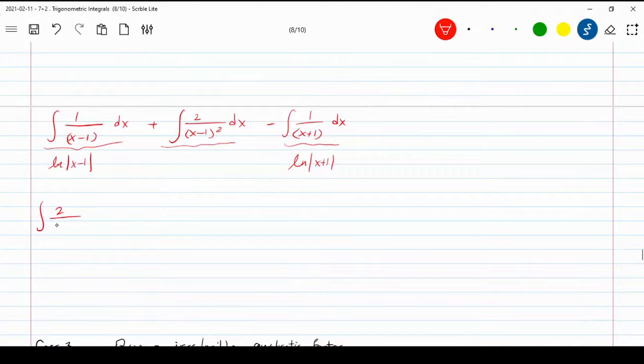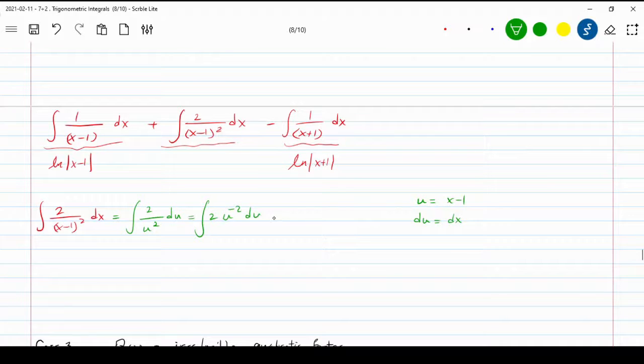If you have 2 divided by x minus 1 squared dx, if you use substitution, say u equals x minus 1, don't pick the power. What is du? Du would be dx, or du over dx would be 1, whatever you want to say. So this integral becomes 2 divided by u squared. Instead of dx, we have du. And that is simply 2 u to the power negative 2 du. What is that integral? Add 1 to the exponent, divide by the same exponent. So you get 2 times u to the power negative 1 divided by negative 1.